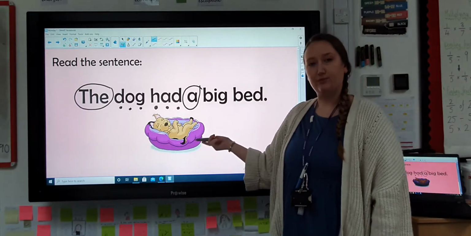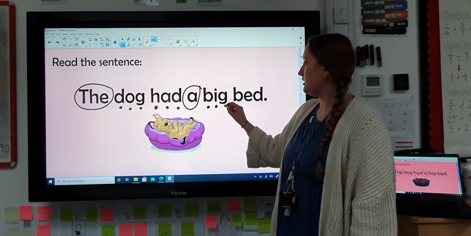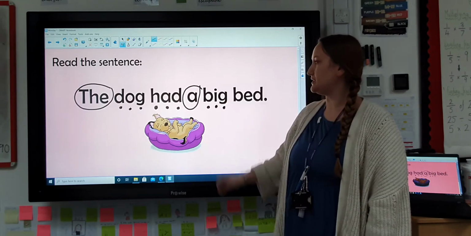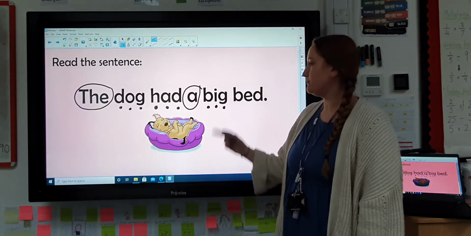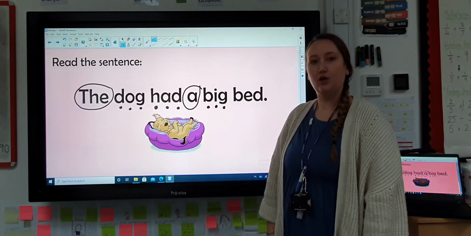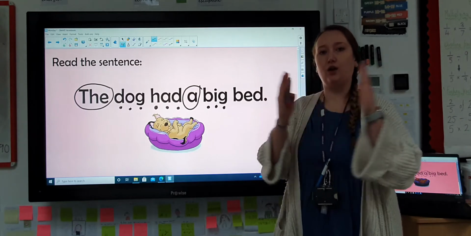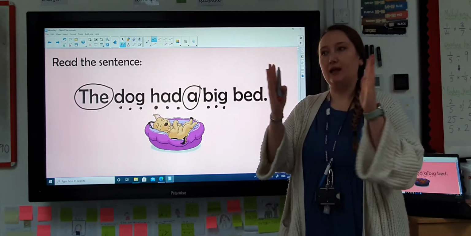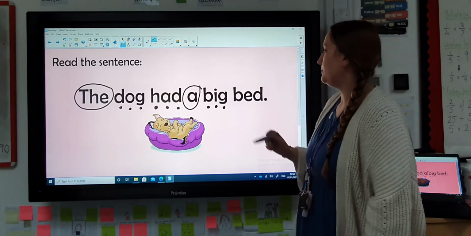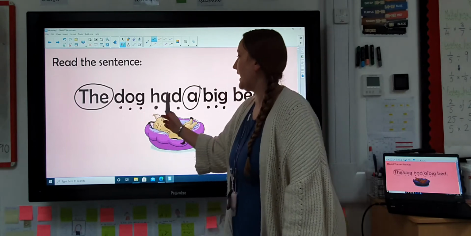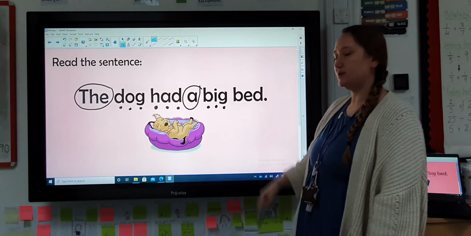You might be able to guess from the pictures, but we could also use our phoneme buttons and our blending to find out. So, what is this phoneme? It's B. And this one? I. This phoneme? G. So, let's push them together and see. B, I, G, B, I, G, big. What does it say? You tell me. Big. The dog had a big, and you could probably guess what this last word is going to be.